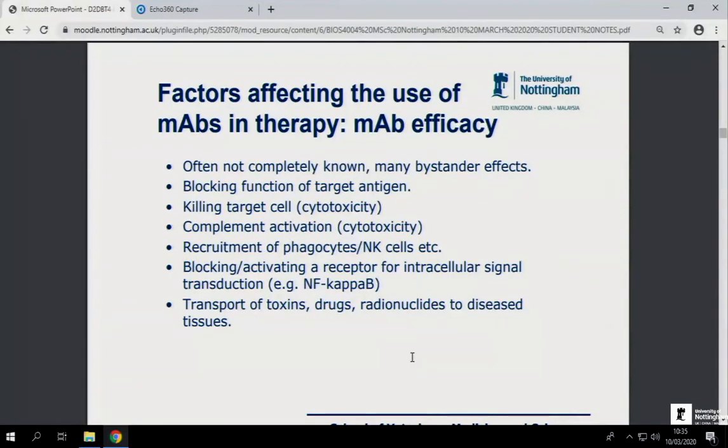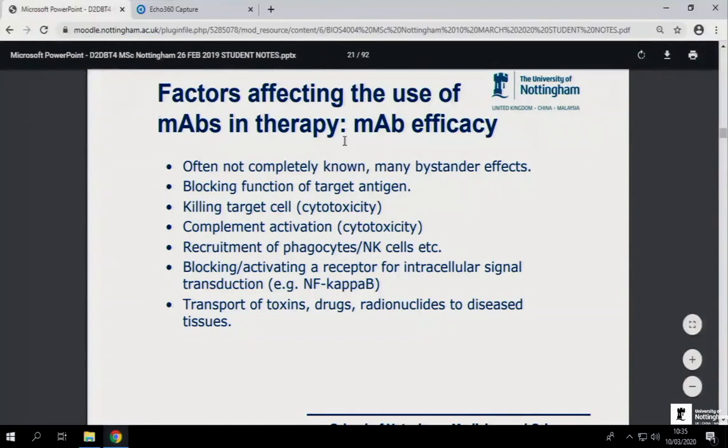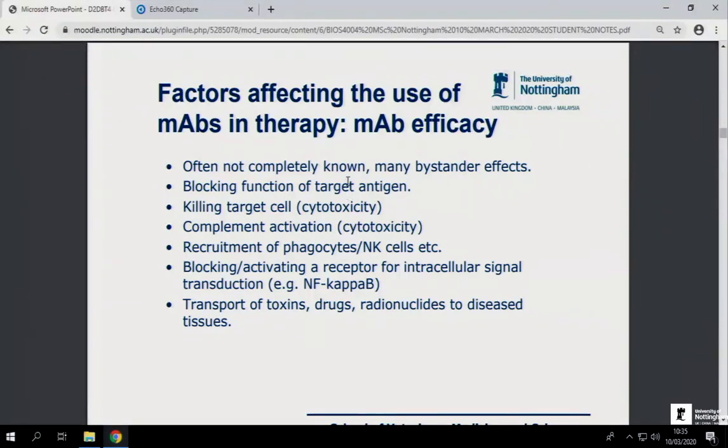How do they work then? I'm going to give you lots of examples. Well, how do they actually do this? Actually, it's not completely known. There's lots of bystander effects. Basically, this antibody binds onto a tumour cell and then something happens. Often it blocks the function of this target antigen. Now, if that target antigen is a metabolic antigen on the tumour cell, that's good news. It might kill the target cell specifically, directly.